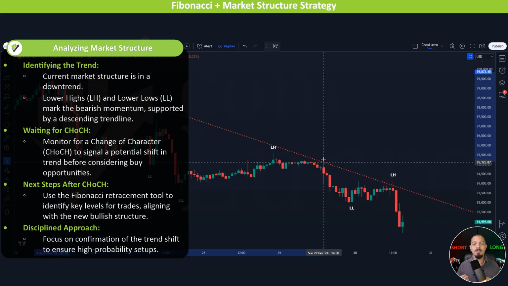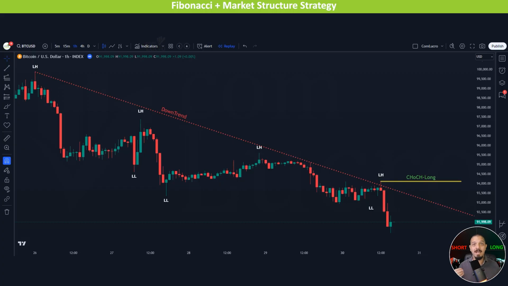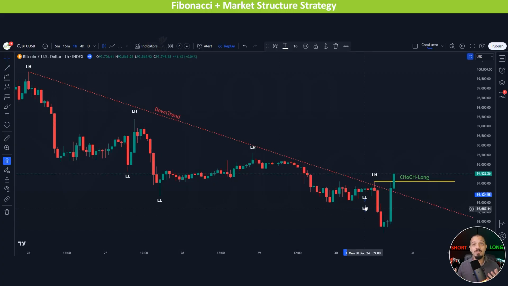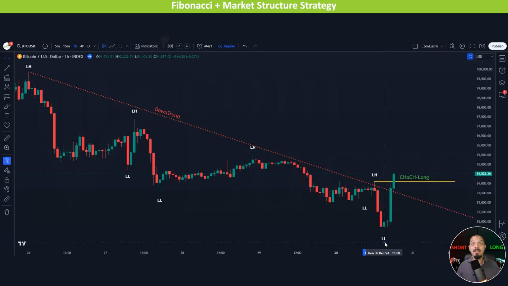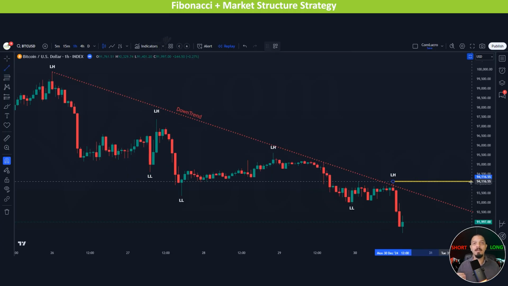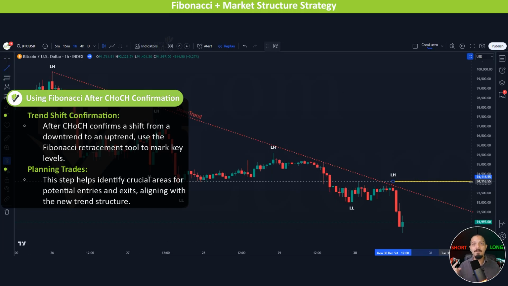Once the change of character is confirmed, the next step is to draw the Fibonacci retracement tool to identify potential levels for trades, aligning with the new market structure. By following this method, we ensure a structured and disciplined approach to identifying high probability setups while waiting for confirmation of the trend shift. In the next step, after the change of character confirms a possible shift from a downtrend to an uptrend, I'll use the Fibonacci retracement tool and draw it directly on the chart. This step is essential for identifying key levels to plan potential entries and exits.